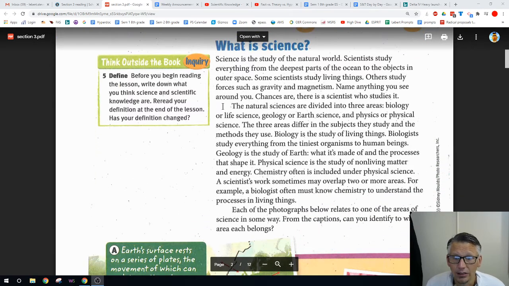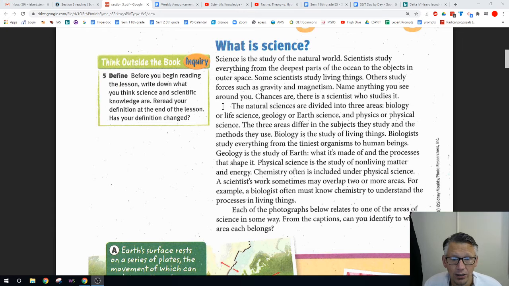The natural sciences are divided into three areas: biology or life science, geology or earth science, physics or physical science. The three areas differ in the subjects they study and the methods they use. Biology is the study of living things. Biologists study everything from the tiniest organisms to human beings.